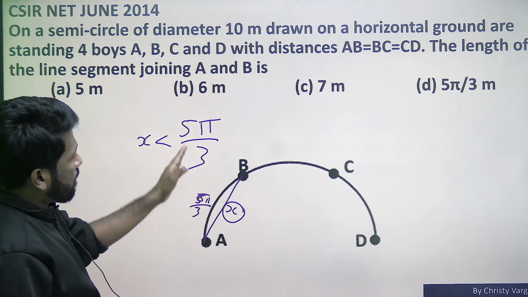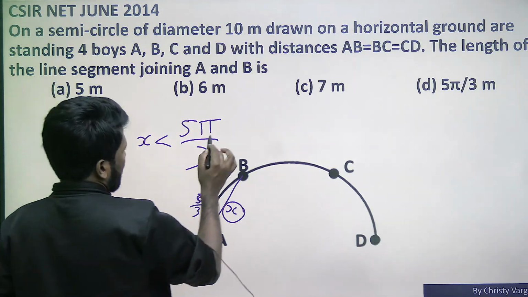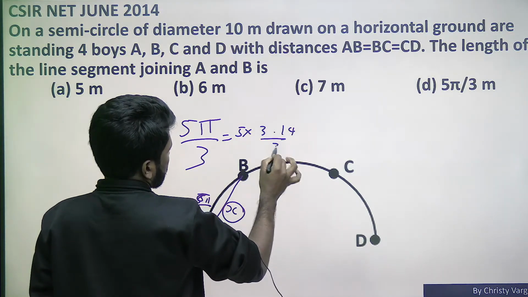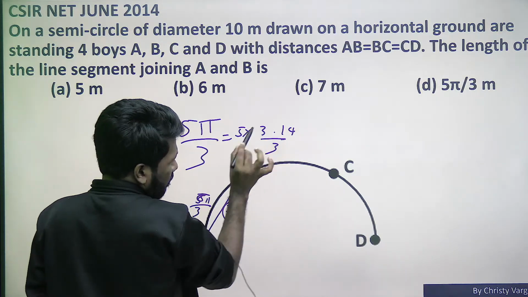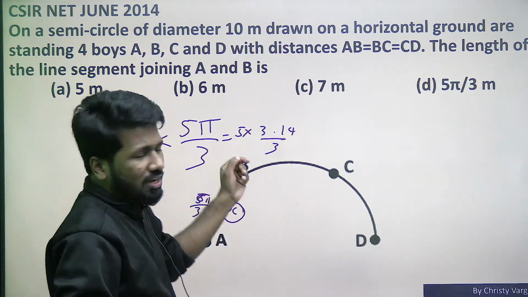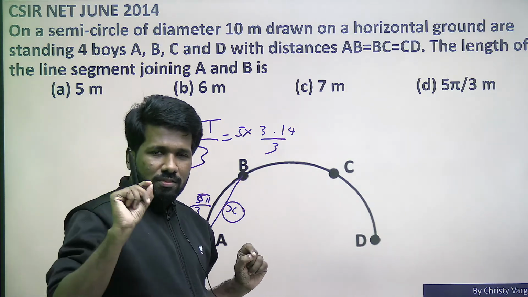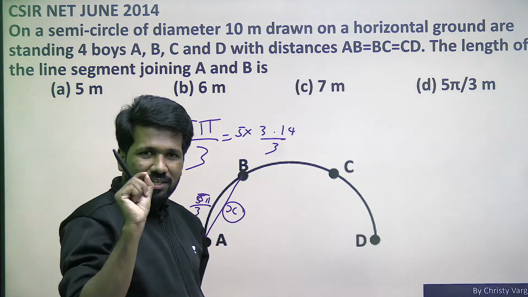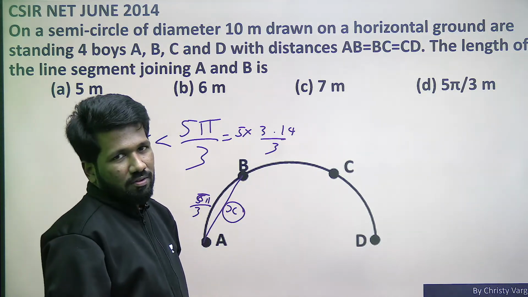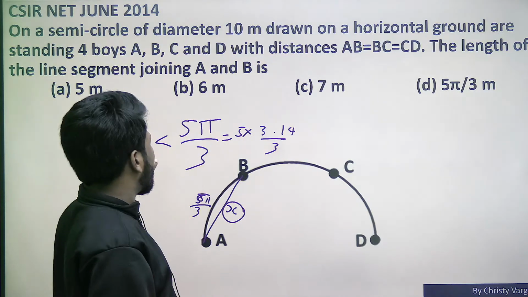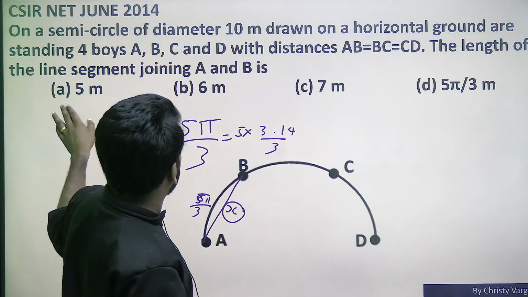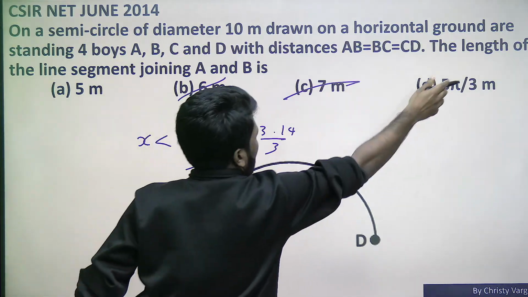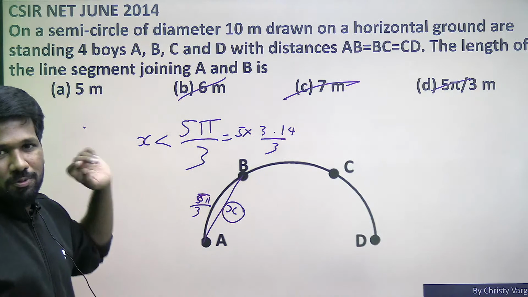मतलब आंसर 5 pi by 3 से भी कम होना चाहिए. 5 pi by 3 मीन्स व्हाट? 5 into 3.14 by 3. 3.14 by 3 1 से थोड़ा सा ज्यादा होगा ना. 3 by 3 1 है. 3.14 by 3 1 से थोड़ा सा ज्यादा होगा. 5 into 1 से थोड़ा सा ज्यादा मतलब 5 से थोड़ा सा ज्यादा होगा. 5 से थोड़ा सा ज्यादा वाला नंबर से कम होना चाहिए आंसर. 5 से थोड़ा ज्यादा वाला नंबर से कम मतलब 6 नहीं हो सकता, 7 नहीं हो सकता. 5 is the only such possibility.